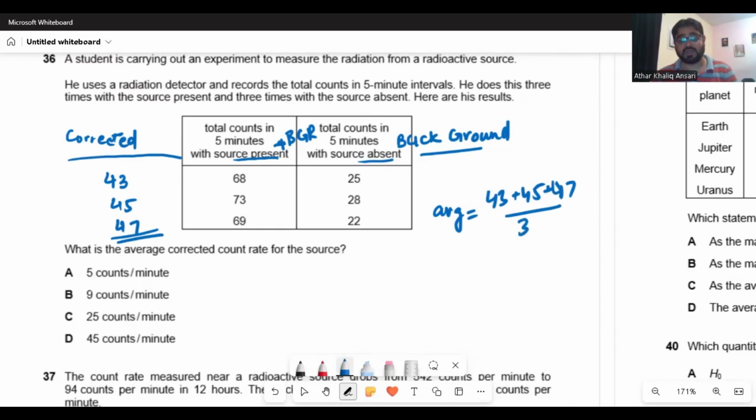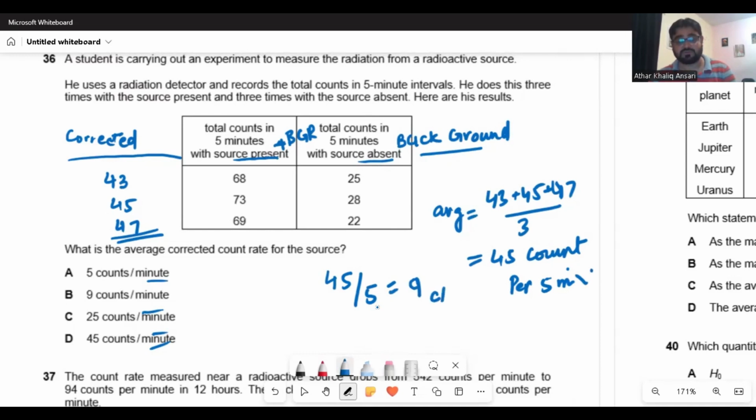So I am getting average count rate of 45 counts per 5 minutes. But here in the options, it is giving per minute. So I need to find, if I have 45 counts in 5 minutes, in each minute I will have 9 counts per minute. So 9 counts per minute is my right choice.